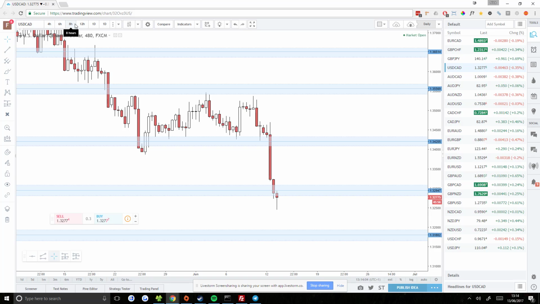So with this USDCAD, I don't really think there's much chance of a reversal here. I'm going to watch it closely anyway, because what I am seeing is price stalling on support. Even though it's to the low end of support, we're still seeing price stalling, so it's worth keeping an eye on.